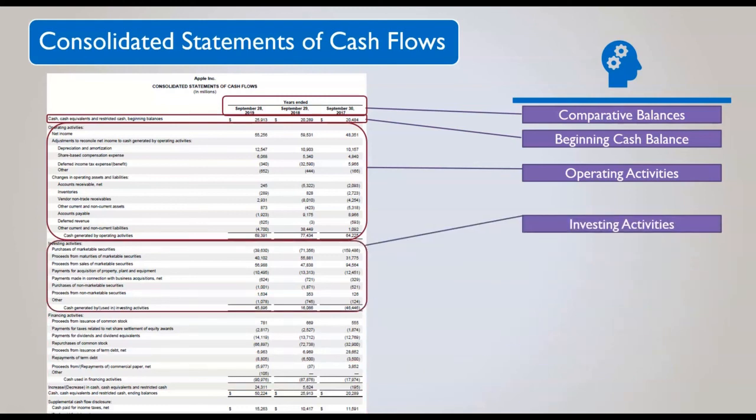The next section of the cash flow is the investing activities. This reflects how much cash the company has generated or used in various investment-related activities during the year. In Apple's case, this primarily relates to the activity on its marketable securities.